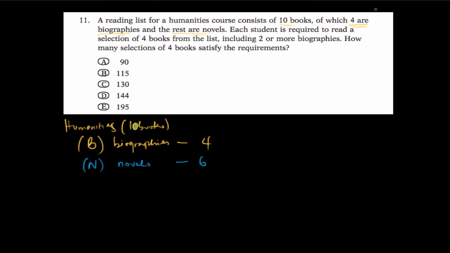from the list. So they have to read 4 books from the list, including 2 or more biographies. Now, how then do I make this selection? Including 2 or more biographies. Now see the way I reason this. So the selections possible is this. Since I must include 2 or more biographies, I'm going to start with 2. So it says including greater than or equal to 2 biographies.